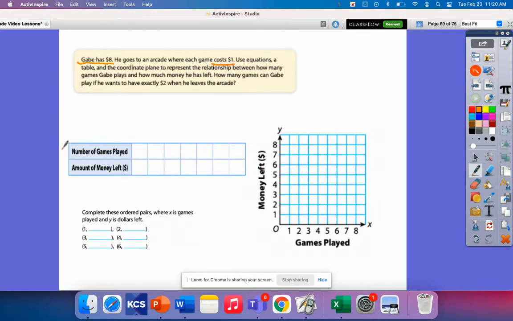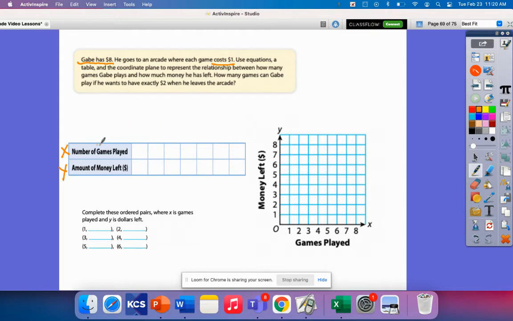So here's our table. The X is going to represent the number of games played, and Y is going to equal the amount of money left. Over here, you can see on your coordinate plane, here is your X-axis, games played, and money left is the Y-axis. So that's what we're going to represent right here.